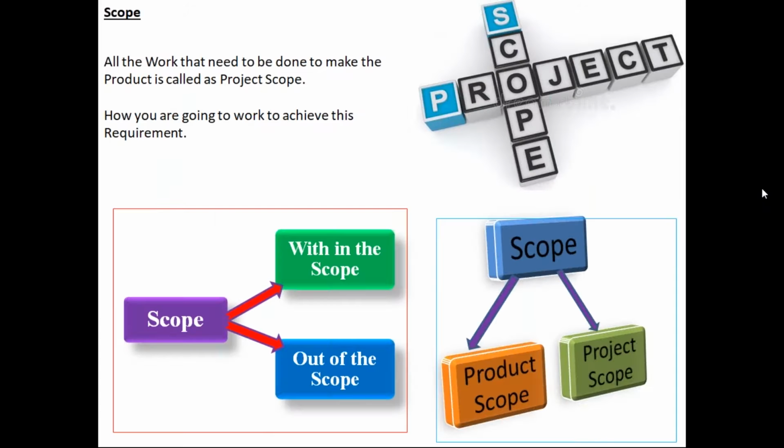Scope develops a detailed description of the product and project scope. Product scope means how the product looks, how it will function, and what the product features are, more towards the functional requirements. Project scope is also known as the scope statement. It defines the requirement of the product.